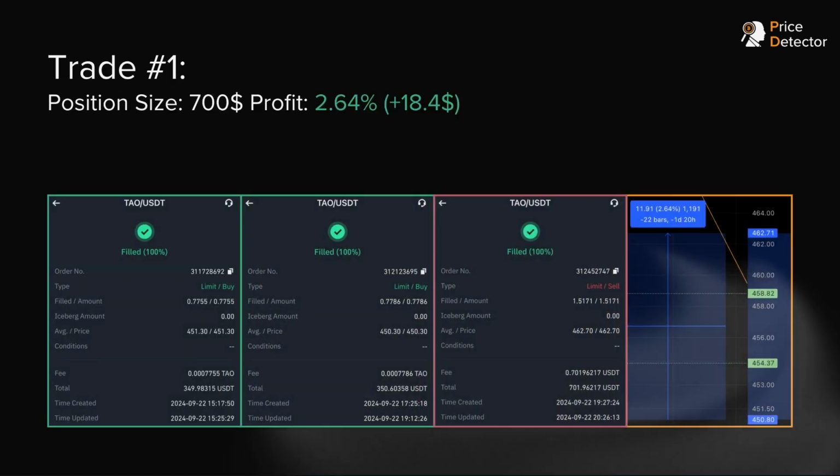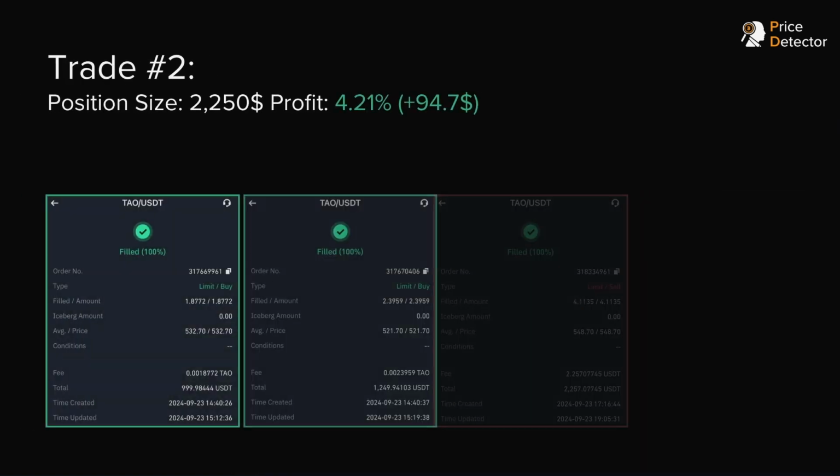Here's the first trade. The first buy level was around 451.3 and the second buy at 450.3, a position size of $700, around 2.6% profit. That's over $18, and it spanned around just 4 hours for this trade.